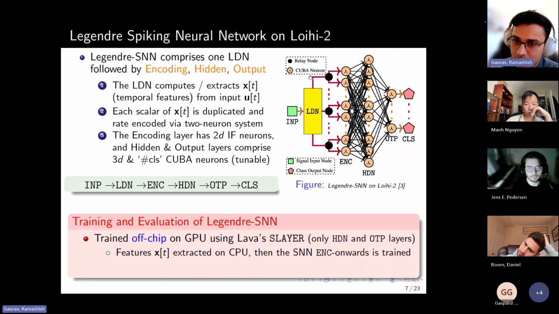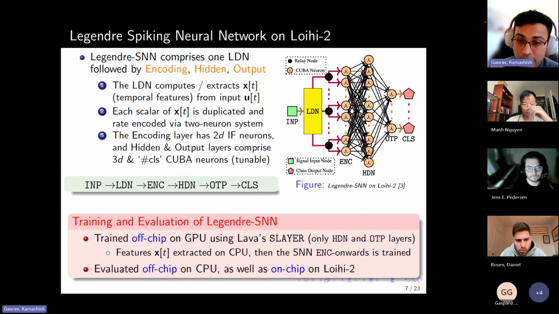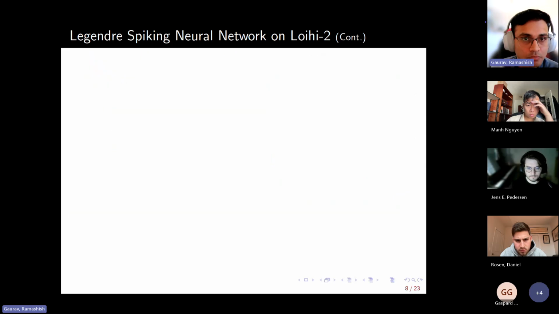That is, you can implement this LDN right away on the CPU, simply extract the features and send them to the encoding layer, such that the SNN from the encoding layer onwards is, as I mentioned before, the only SNN to be trained. This Legendre-SNN is evaluated off-chip on CPU, and you can evaluate it on Loihi-2 as well, which is the focus of this talk.